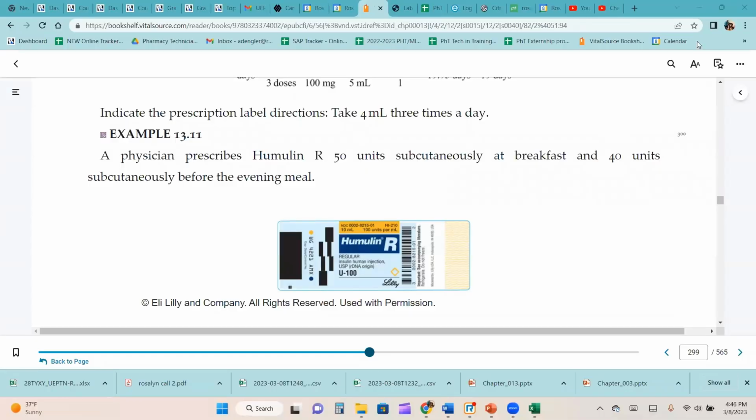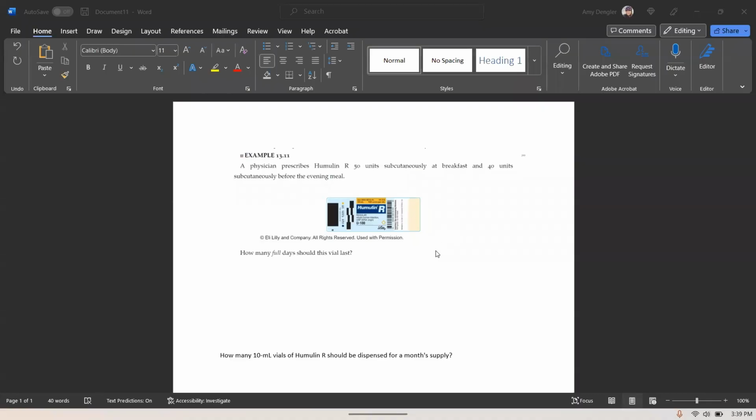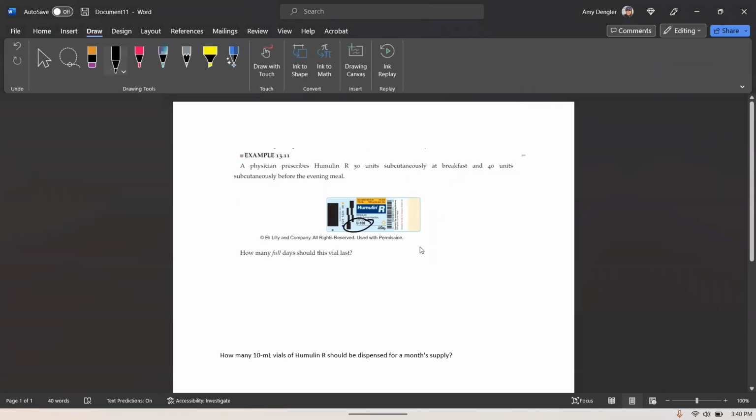Okay, now we'll do example 13.11. Example 13.11, a physician prescribes Humulin R 50 units subcutaneously at breakfast and 40 units subcutaneously before the evening meal. How many full days should this vial last? So if you remember, insulin's U100, which means that there is 100 units per 1 ml. And this is a 10 ml vial.